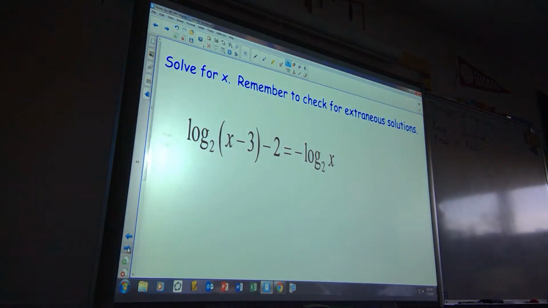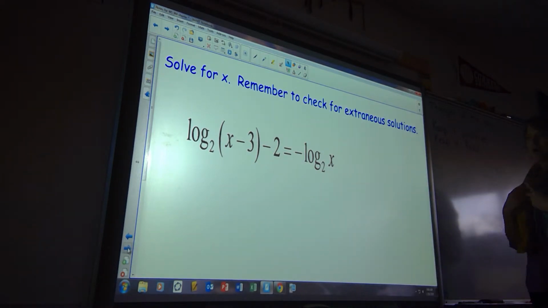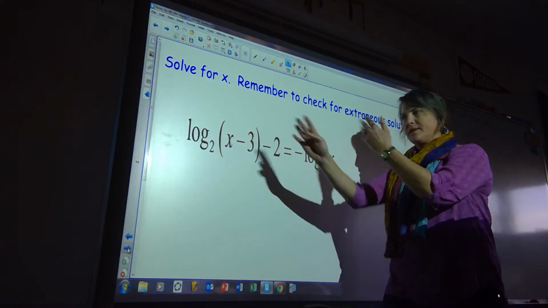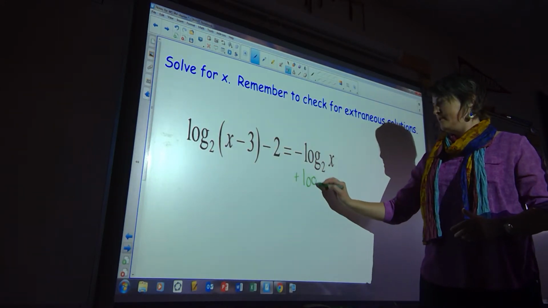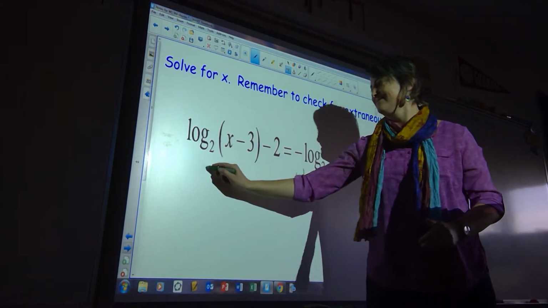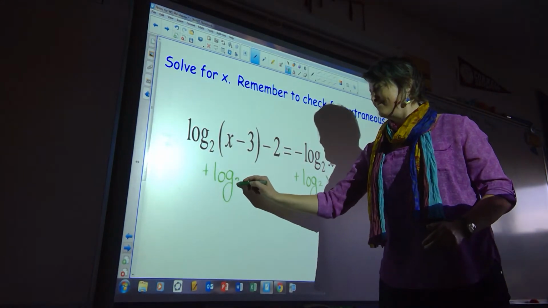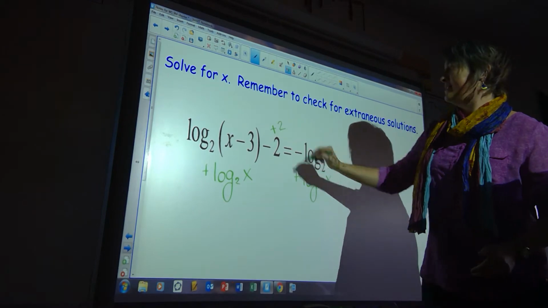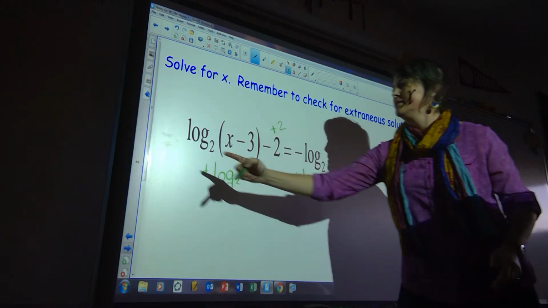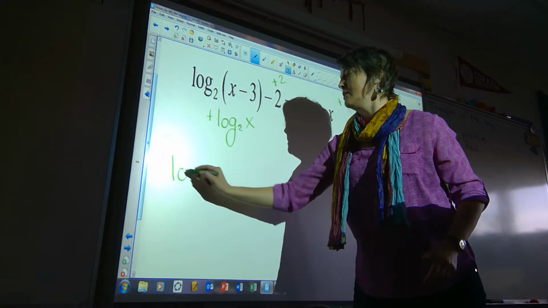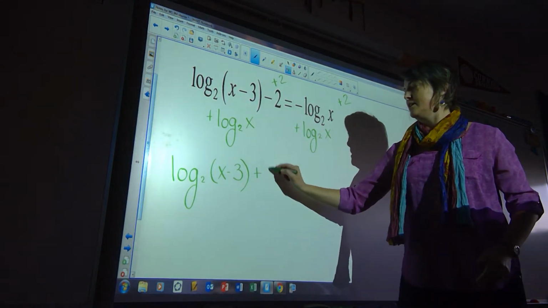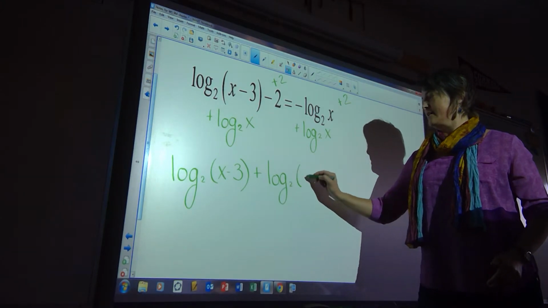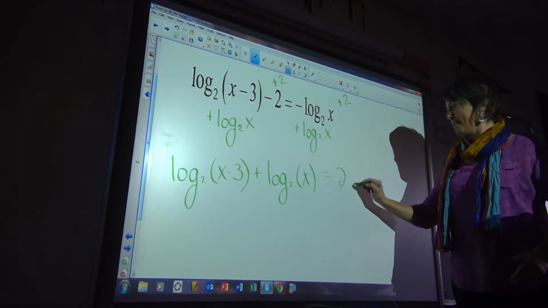All right, so this last one maybe is a little bit harder. I want to expose you to some other little quirks about it. 2 logs, get them on the same side, get the 2 over to the other side. It looks harmless right now. And add the 2 this way. All right, so we've got log base 2 of x minus 3 plus log base 2 of x equals 2.